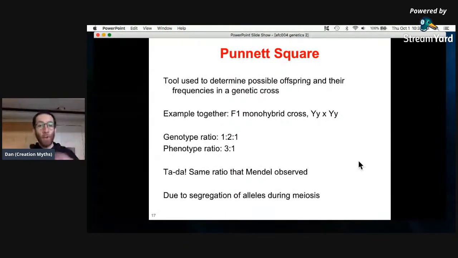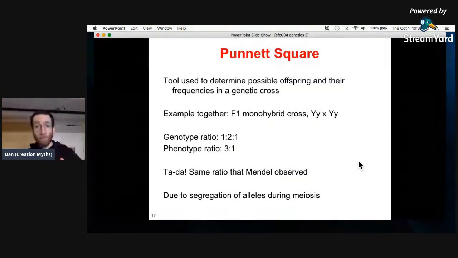Ta-da! Here's the cool part. Remember last time? Those are the ratios that Mendel observed in all of his crosses. The reason we get those ratios is because of the segregation of alleles during meiosis. You get big Y, little y, and then they just mix them at whatever frequencies they're present, and boom, you get your 1 to 2 to 1 and your 3 to 1 ratios. This is exactly what Mendel observed.